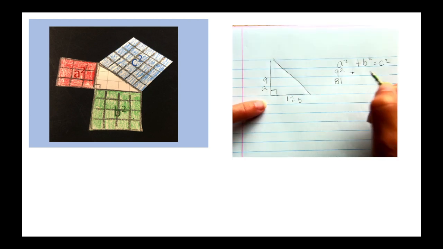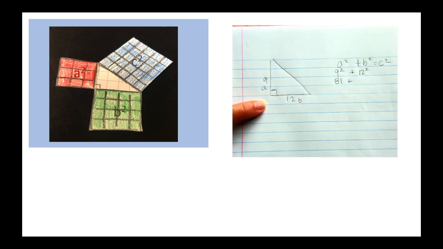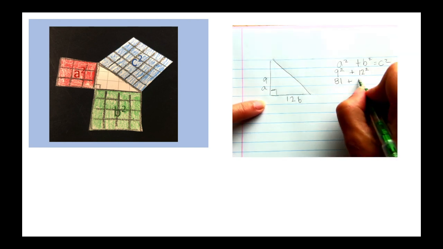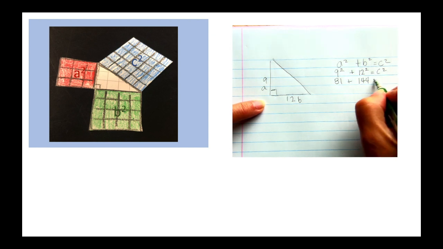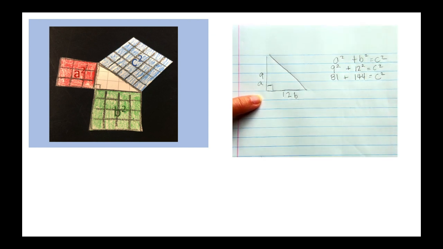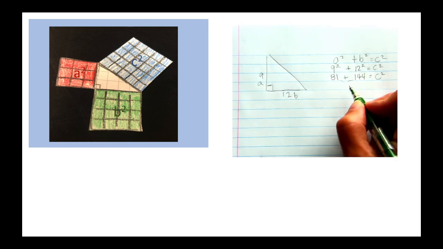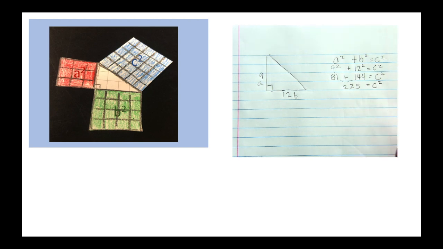My B is 12, so I'm going to substitute 12 in for B. Think about if I drew that square out. 12 times 12 is 144. And we don't know our C yet. That's our goal. That's what we're trying to find. So we're going to add these 2 together. And when I add these 2 together, that's going to give me 225. So that means this big square over here has an area of 225.